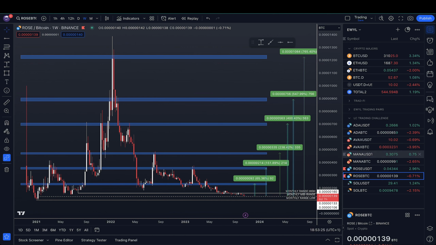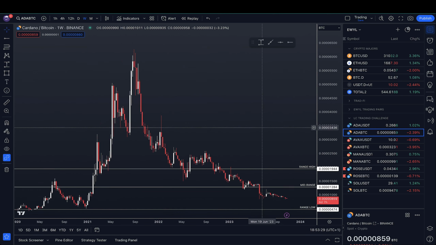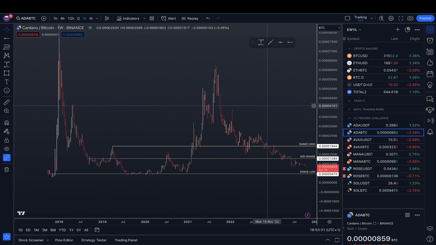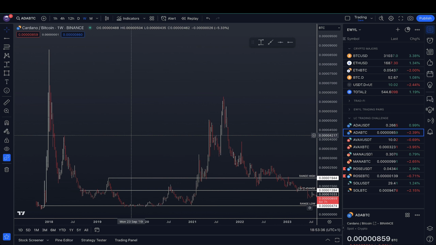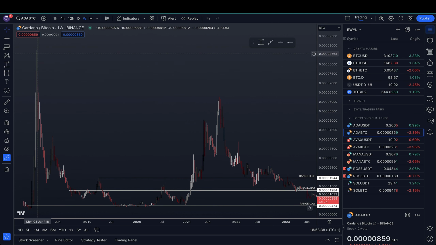So especially on the BTC pairs, the one I like to use is the ADA BTC. So whilst we surpassed the all-time highs in ADA USDT in the last cycle, we did not surpass the all-time highs in ADA BTC. As you can see, 2018, we got up to 8,750 sats. In the last cycle, we topped out at 6,200 sats.